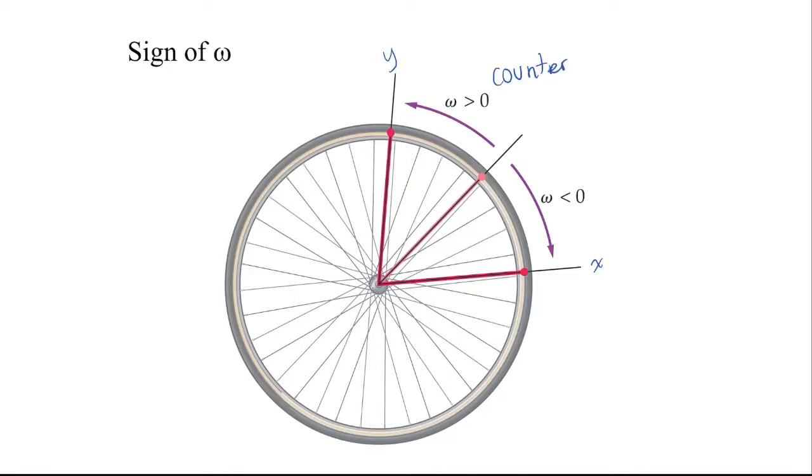So counterclockwise would be positive, but if it's going clockwise, that is negative displacement, okay, or negative velocity.